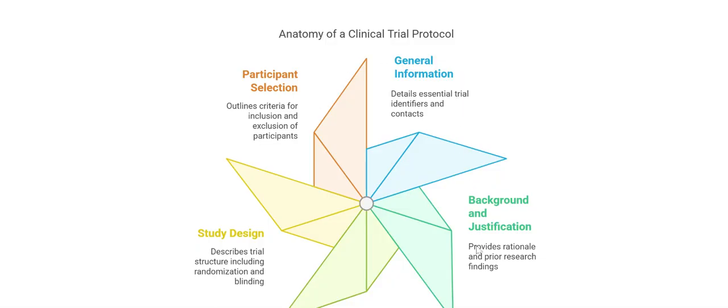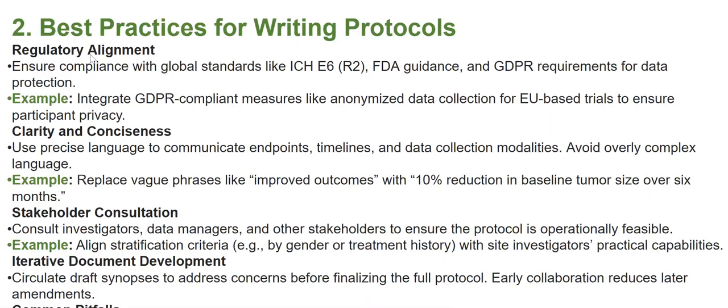Here we have the general information, background and justification, objectives and endpoints, study design, participant selection. Best practices for writing protocols. We have regulatory alignment: ensure compliance with global standards like ICH E6 R2, FDA guidance in the USA, and GDPR in the European Union, which requires data protection. Example: integrate GDPR-compliant measures like anonymized data collection for EU-based trials to ensure participant privacy.